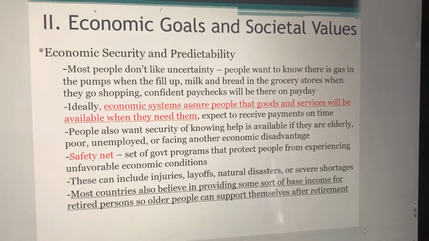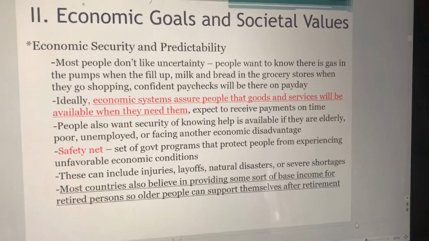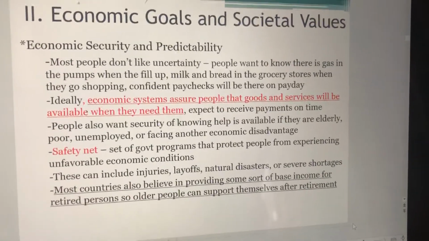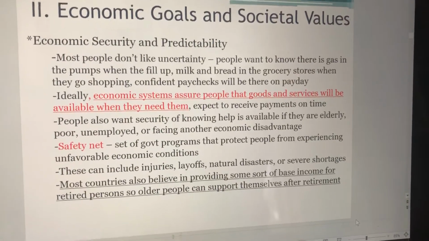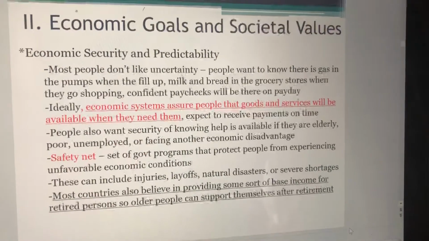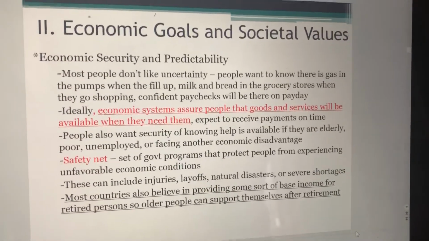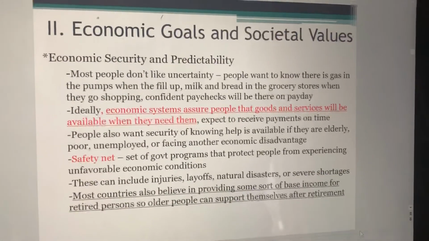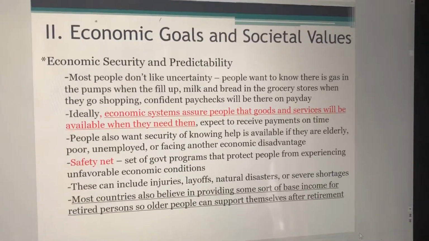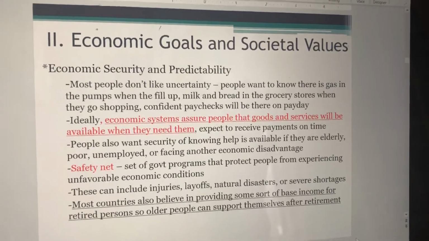The third goal, security and predictability. Okay, so we like things to be predictable. We don't like uncertainty, okay? People like to know that if they go to the gas station, there's gas in the pumps. We like to know that milk and bread are in the grocery stores, okay? Think of the recent panic buying and shopping, and people don't like to go down the aisle at Stop and Shop and see no paper towels or toilet paper. That feels very unsafe, right? We don't like that uncertainty.